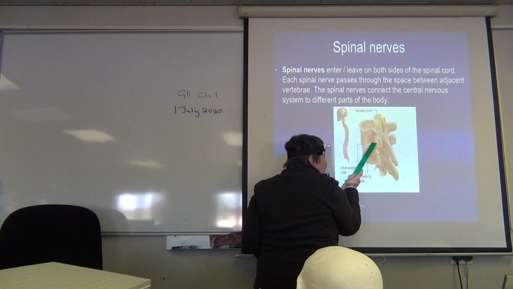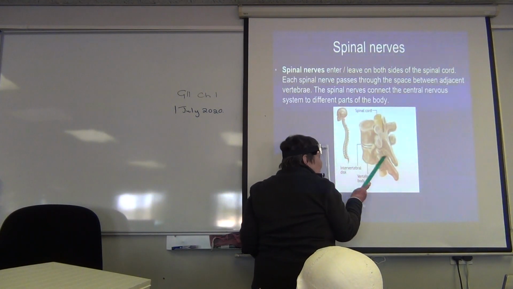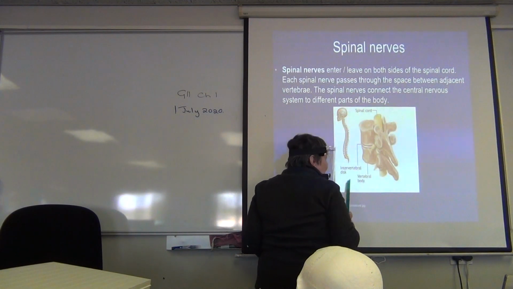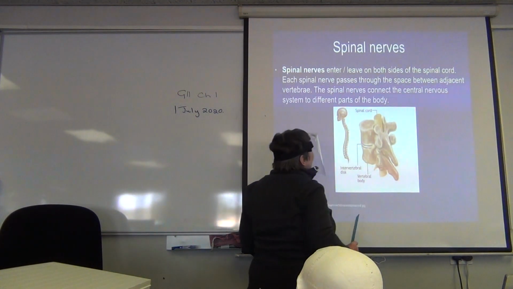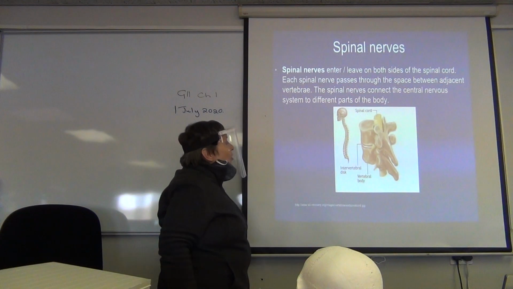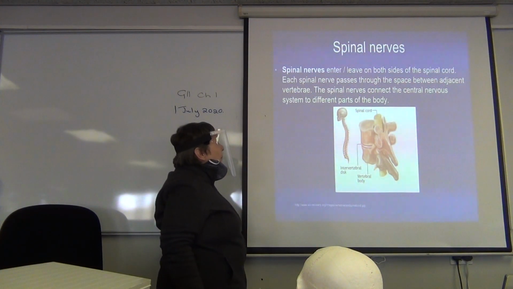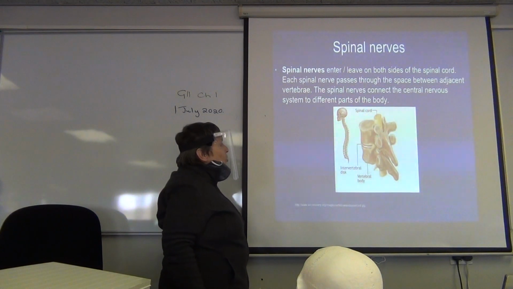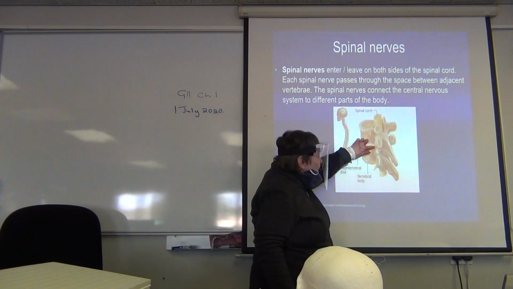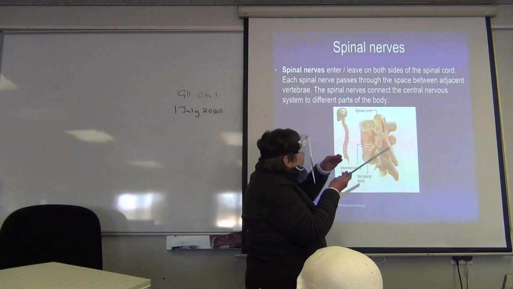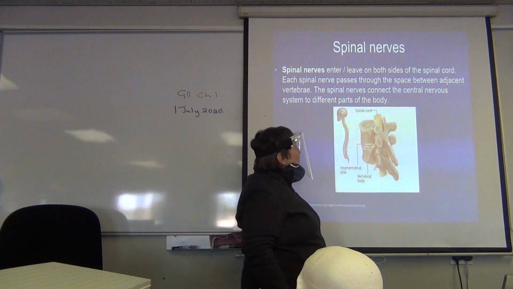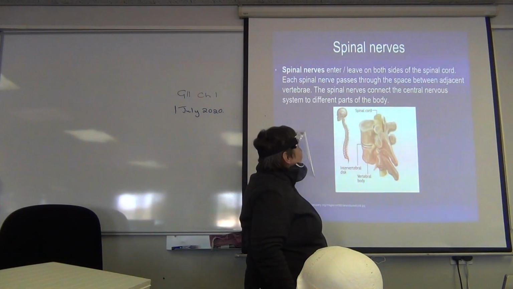And that between two vertebrae, so here's one vertebra, there's the next, there's one of those little spinal nerves, and there's another one on the outside. So spinal nerves enter or leave on both sides of the spinal cord, and each spinal nerve passes through the space between two adjacent vertebrae. Spinal nerves connect the central nervous system to different parts of the body.